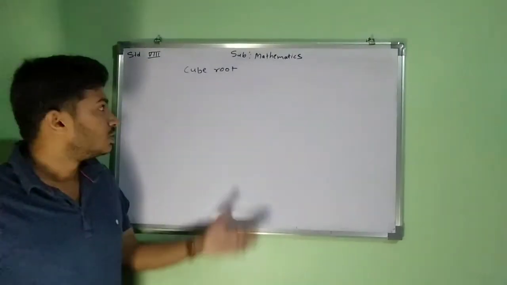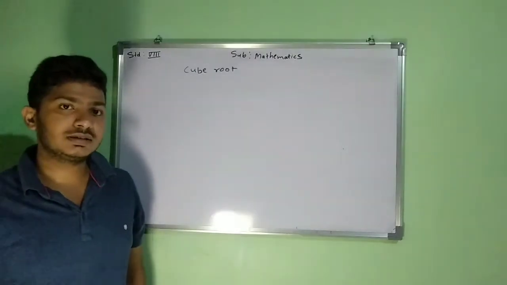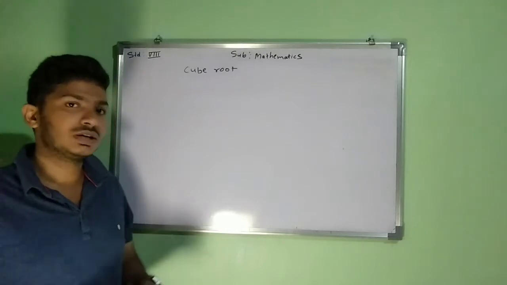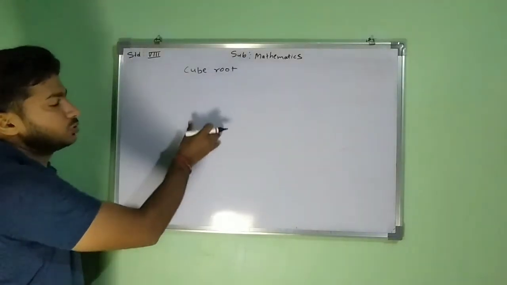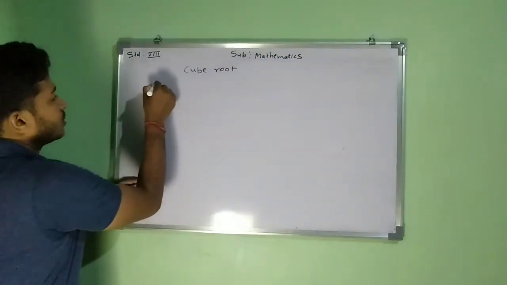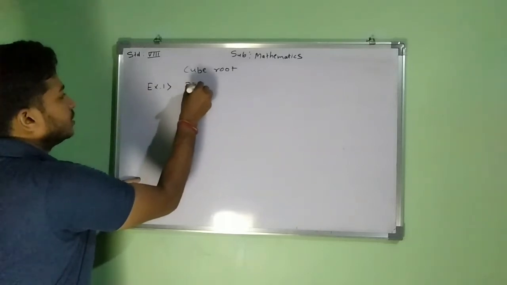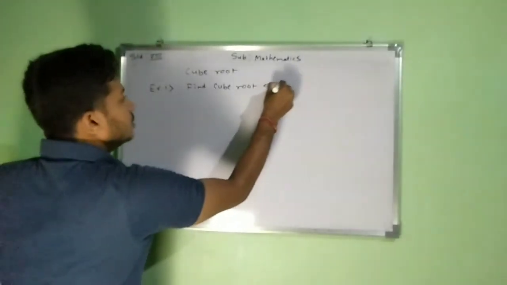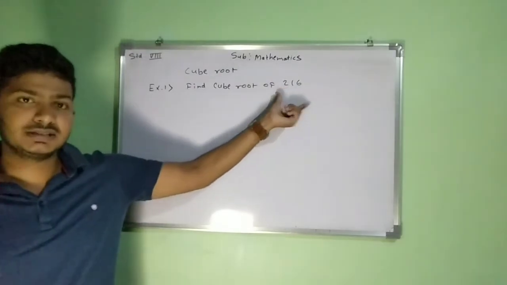So the next topic is cube root. In the previous time you learned how to find the square root. In the square root, we use the prime factorization method. That same method we have to use here also in the cube root. Suppose our question is example 1, find the cube root of 216.